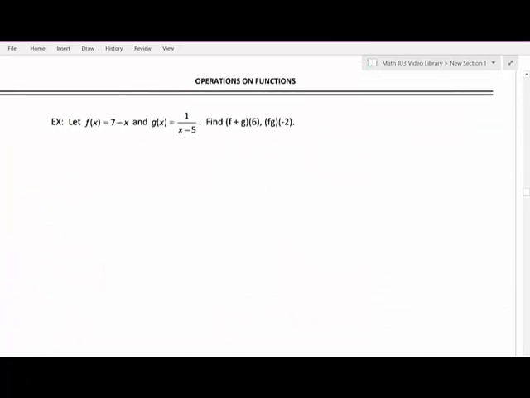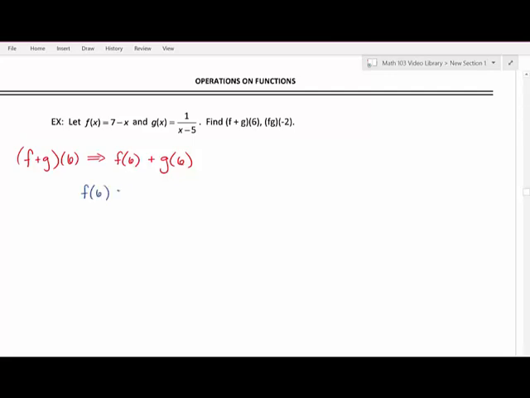In our next example, we're going to be evaluating a sum and product function at a particular x value. Let f of x equal 7 minus x and g of x equal 1 over x minus 5. We want to find f plus g of 6 and f times g of -2. There's two different ways that you can approach these problems. You can either find the sum function first and then evaluate it at 6, but I think the easier way, if I want to find f plus g of 6, this is the same as f of 6 plus g of 6. So personally, I like to just evaluate each of the functions at 6 and then take those two answers and add them together.